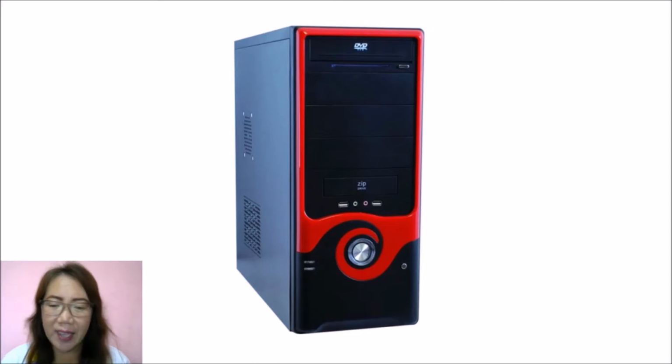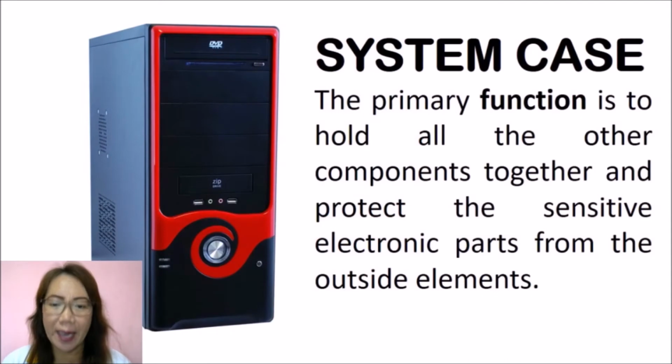Okay, so what do you call that one? And if your answer is CPU, that is wrong. The correct term for that one is system case. The primary function of the system case is to hold all the other components together and protect the sensitive electronic parts from the outside elements. Again, that one is what you call a system case, and it's not called CPU. Okay? Next.